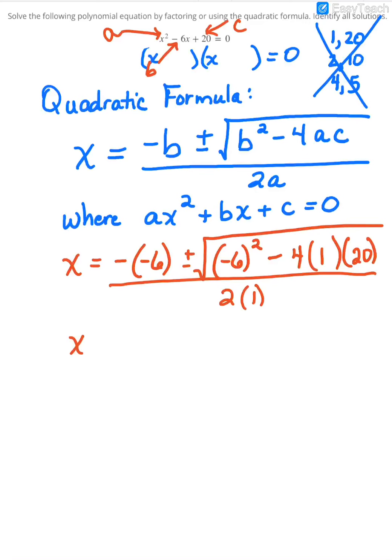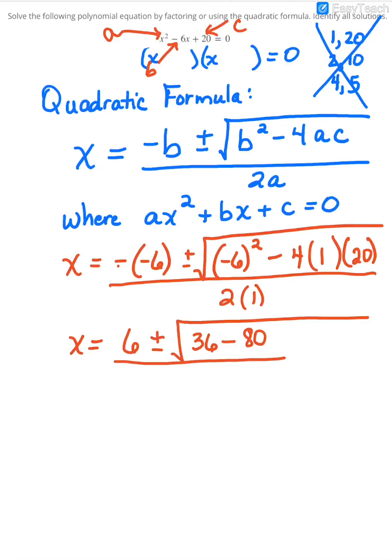Now I will go back and simplify. A negative 6 turns into a positive 6. Then we have our plus or minus the square root. A negative 6 squared would be 36. Then minus, 4 times 1 times 20 is 80. And then the whole thing is divided by 2 times 1, which is 2.